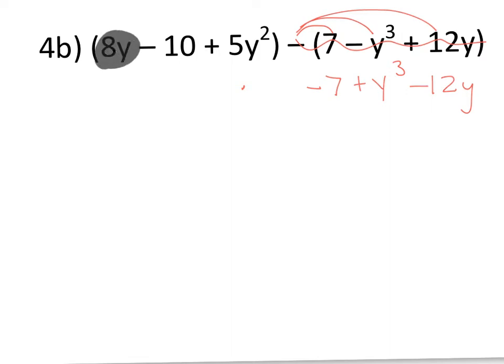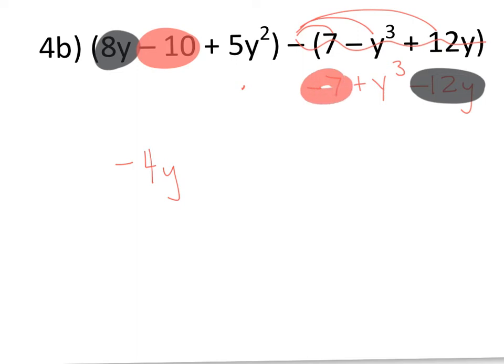So in this case, I've got an 8y and a negative 12y. So we're going to have negative 4y. Okay. And then we're going to take a look at the next one here. We've got negative 10 and a negative 7. So I have a negative 17.